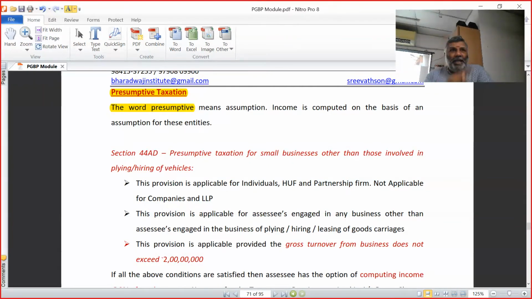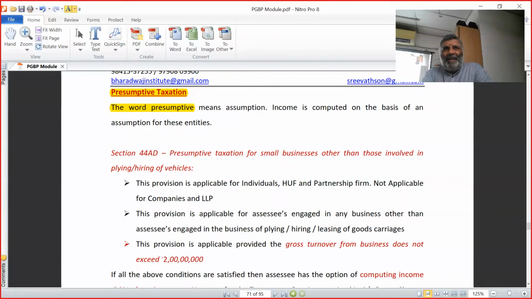Then comes ego, which is more superior. I am giving you a benefit, you are not availing it. I told you declare 8% or 6%. You are saying no, my turnover is less than that, my income is less than that.